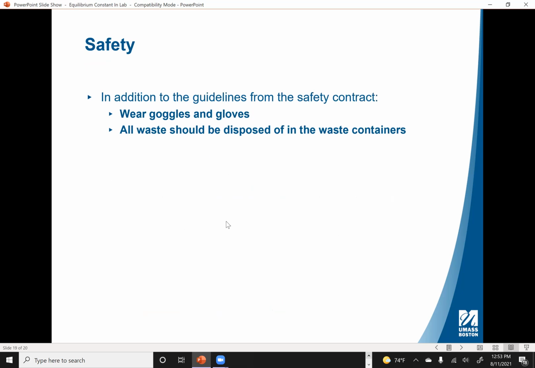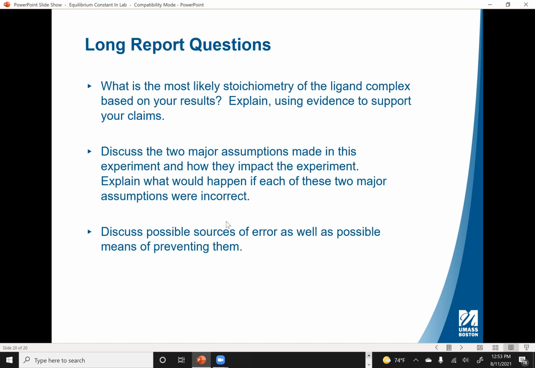Okay, so some safety in the lab, we would be wearing gloves and goggles like always. The waste would be disposed in the waste beaker at your bench. And then when you're done with the experiment, you would dump that waste into the waste container in the waste hood. Okay, so this is our long lab report.